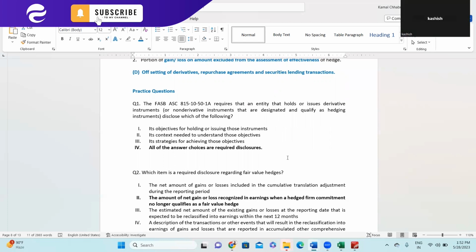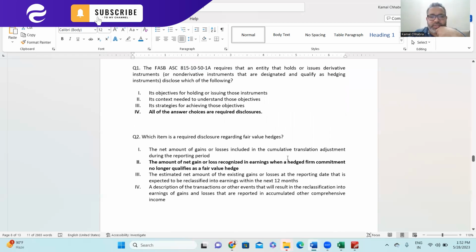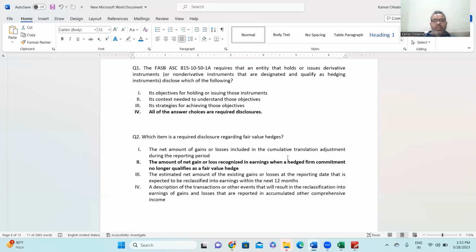Yes, sir. Got it. Next question: which item is required disclosure regarding fair value hedge? Out of these four, you need to select which one is the fair value hedge. First is the net amount of gain or loss included in the cumulative translation adjustment during the reporting period. That is a foreign currency exposure hedge, right? So that's an incorrect answer. Second is the amount of net gain or loss recognized in earnings when a hedged firm commitment no longer qualifies for the fair value hedge.